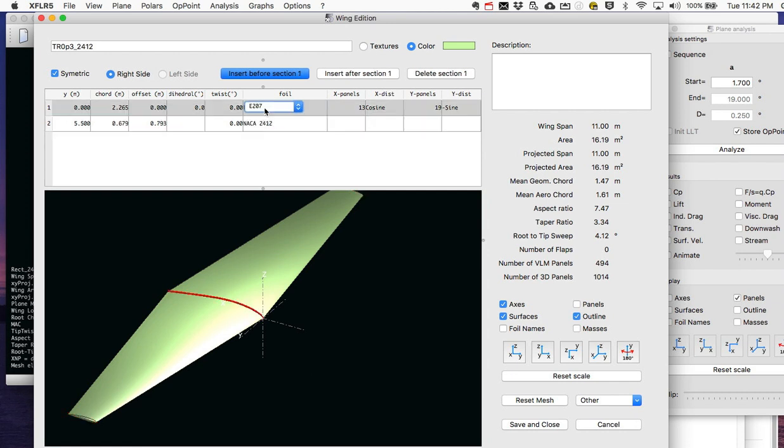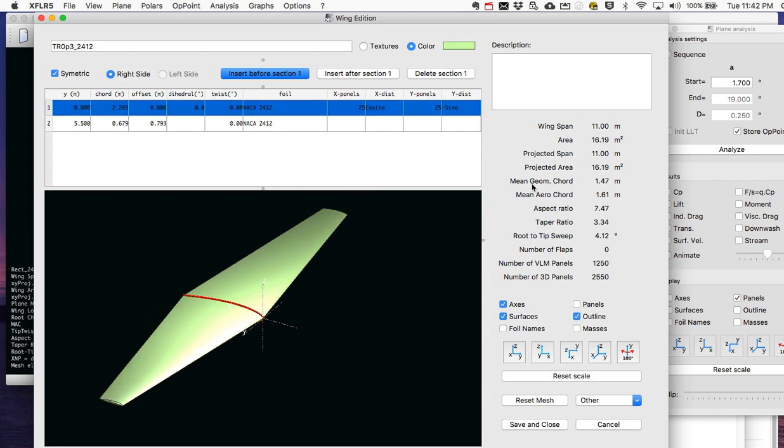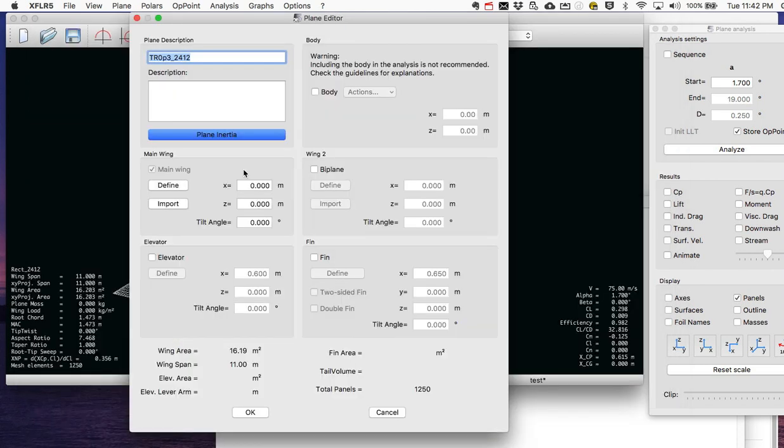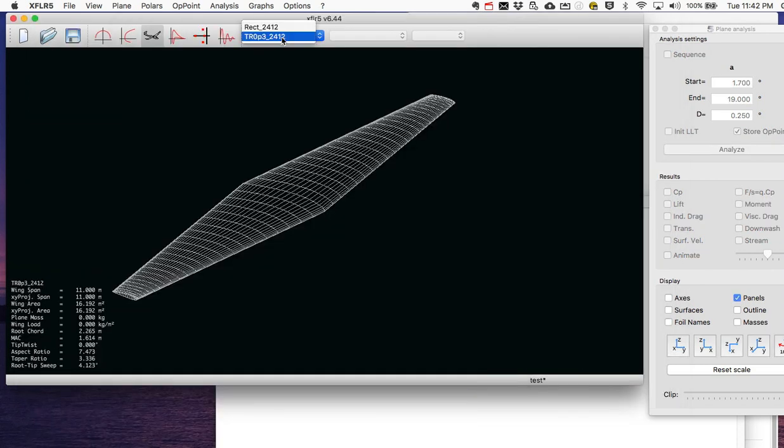Oh, I screwed that up. Hang on. Okay, and we want to up the panels to 25. All right, I think this is correct. It looks good. Planform area is very close to 16.2 meters squared, so that's fine. I'm going to save and close. I'm going to hit OK, and now we've selected this wing, so we'll keep it there.